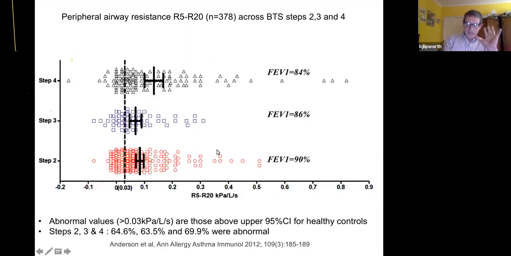So again, this is telling you something really quite important. It's telling you that airway oscillometry is a lot more sensitive than spirometry. So where you have patients, and this is where it's really useful for me in clinic, where you have patients with a preserved FEV1, those same patients, at least 65% at step 2, will have abnormal values for peripheral airway resistance. So it's useful for diagnosing and following up patients with mild to moderate asthma.